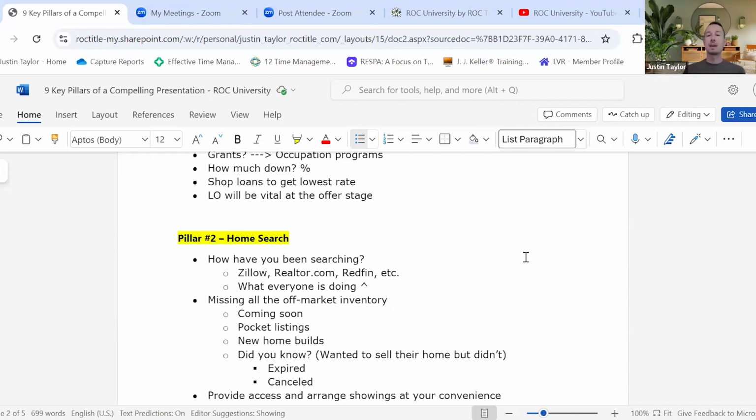You kind of have to think outside the box. Of course, everyone has access to Zillow and Realtor.com to search for those properties, but there are a ton of opportunities for my buyer, my client, for you, that we may be able to find that home that you're looking for in off-market inventory. And of course, you're going to provide access and arrange showings at the buyer's convenience, right? We know this. After work, weekends, whatever it may be, depending on that schedule, you're going to make sure that you're available to show those houses for them.